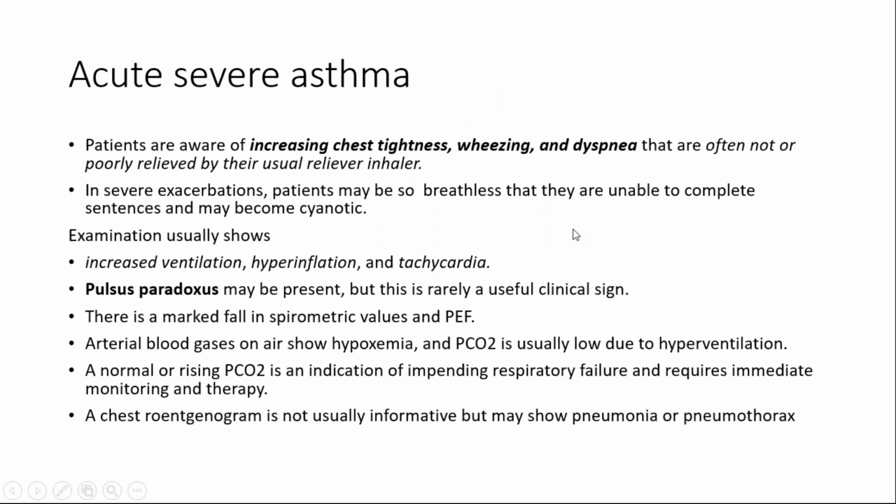Now covering acute severe asthma. Patients who are already suffering from asthma will present to you with complaints of increase in chest tightness, wheezing, a whistle sound coming out from the chest, the patient will be breathless, and the patient is not relieved by the usual inhaler they are taking on a regular basis. The symptoms will not resolve despite using the inhaler. Then we have to suspect the patient is in acute severe asthma.